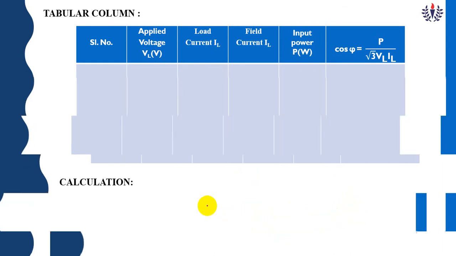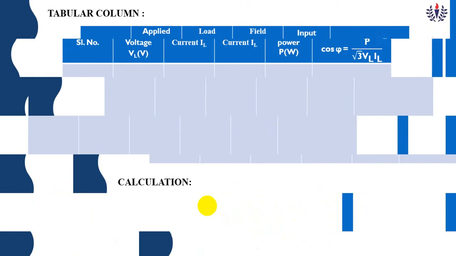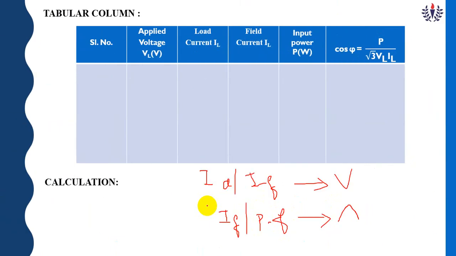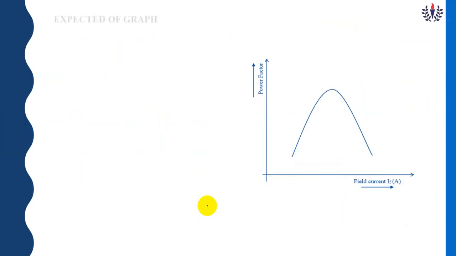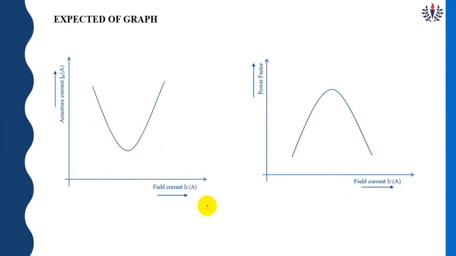For the power factor calculation, the formula is P divided by root 3 VL IL. From that formula you calculate the power factor and then plot the graph. So one is a V curve, another one is an inverted V curve.